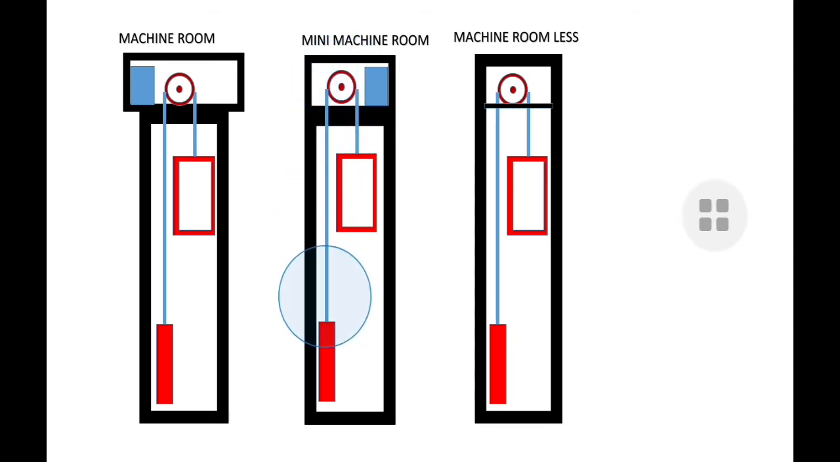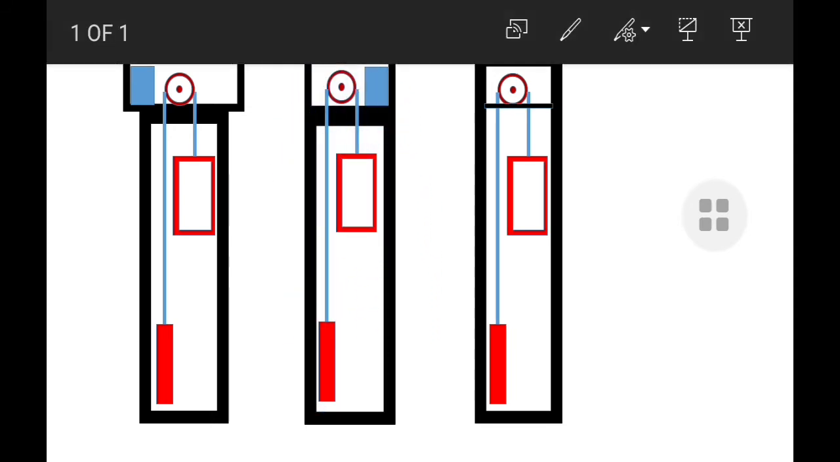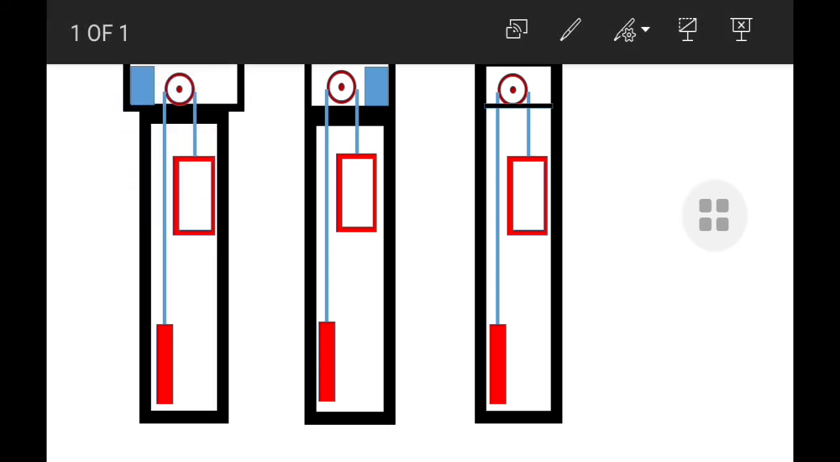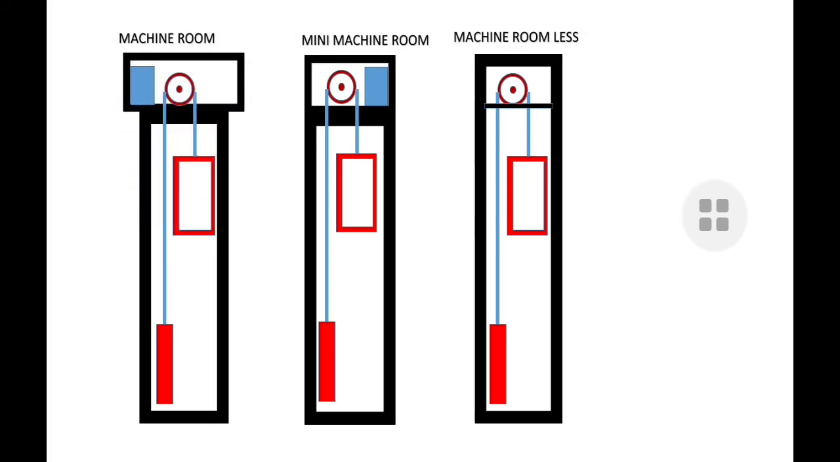So you see, this is our exact dimension of the hoistway. Above that we have the same dimension as the hoistway. But in this condition, the machine room is not exactly the same size as the hoistway. So that is a major difference. That's why we are implementing the mini machine room here. So that will reduce the size of the machine room and the machine size also.